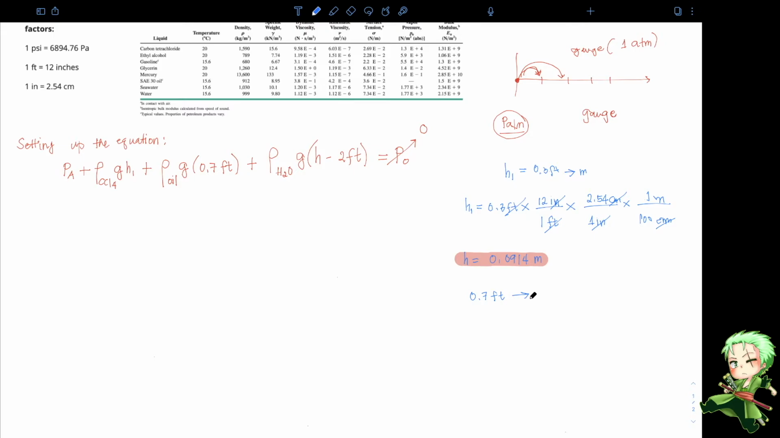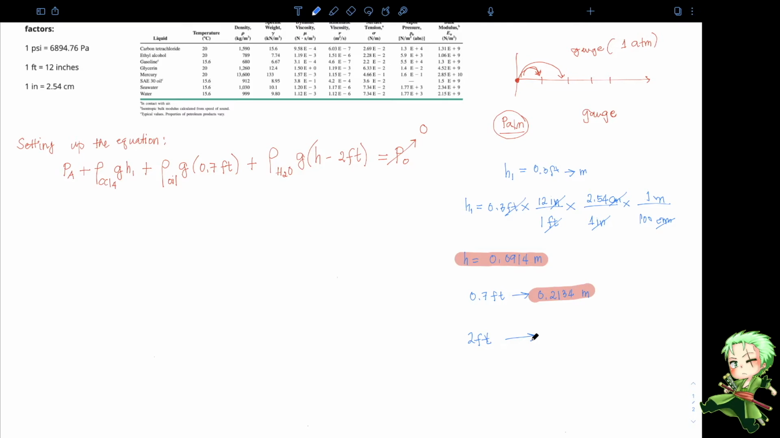Okay, 0.7 feet divided by 100. So you get 0.2134 meters. And we have for 2 feet, we convert that into SI.